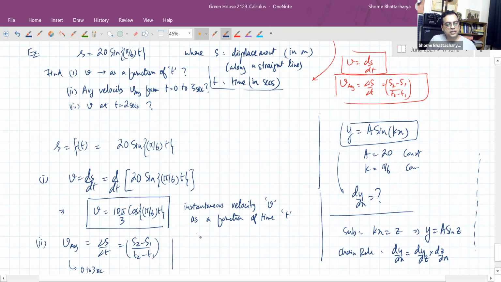So we should take T1 as 0. We'll take S1 as 20 into sine 0, which will be 0. And we'll take T2 as 3 seconds. So we'll take S2 as 20 sine pi by 2, which is 20 into 1, so it's 20. Now just substitute T1, S1, T2, S2 here and you'll get the average velocity in meters per second.